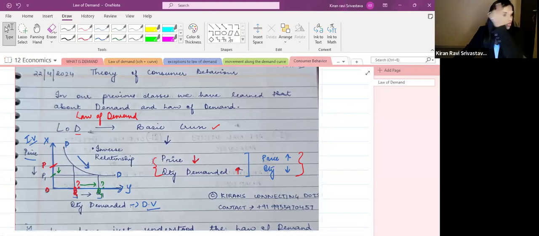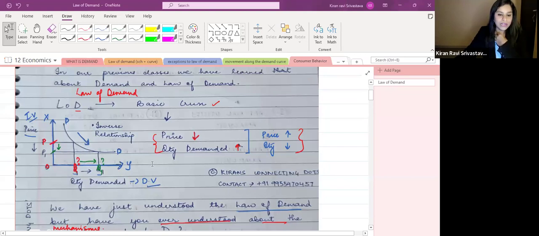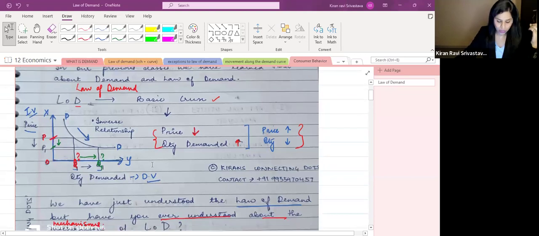Economics is not something that is given and we just have to take it. We need to sometimes question why these things are happening. You can put yourself in the consumer's position, and then you can understand why these things are happening.